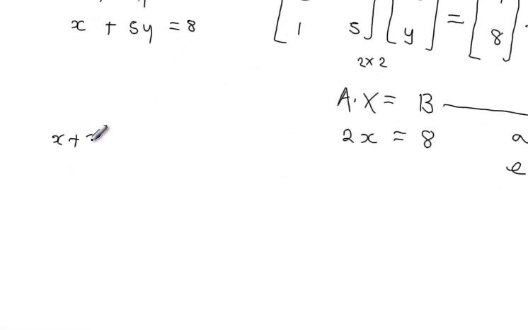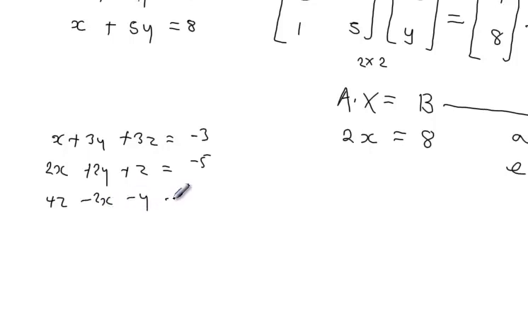We've got x plus 3y plus 3z equals minus 3. Then I've got 2x plus 2y plus z equals minus 5. Then I've got 4z minus 2x minus y equals 6. Let's talk about this.